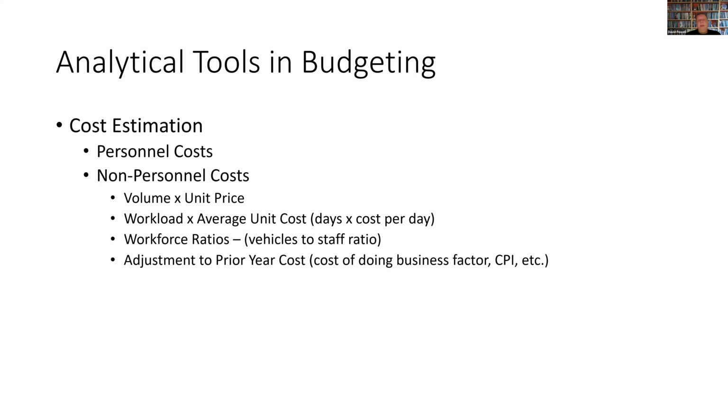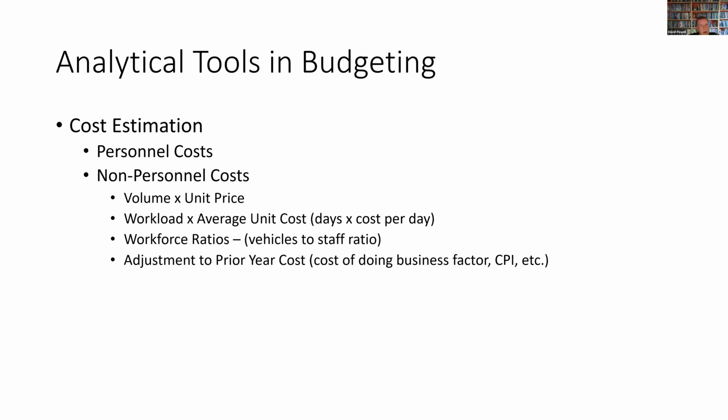Another purpose that we can use budget analysis for is cost estimation. So we can forecast our revenues, but we also have to estimate our costs. It's a two-part type of deal. In cost estimation, some of the analytical tools we can use: we have to estimate our personnel costs. Estimating personnel costs is relatively simple. It's salary and benefits, and we know that salary and benefits will comprise anywhere from about 85 to 90% of most public agency budgets. You're spending the vast majority of your money on personnel, but it's a pretty easy thing to calculate salary and benefits.